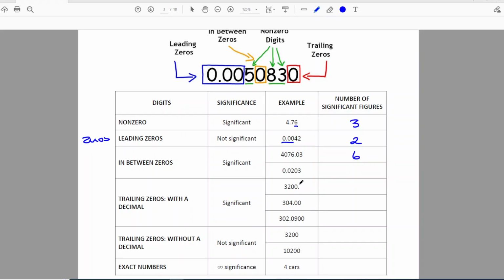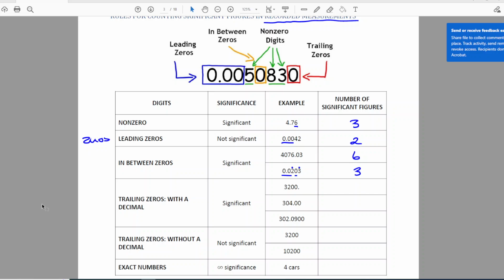This one I tried to make a bit of a combination of the two. So this one has some leading zeros as well as some in-between zeros. And so the leading zeros are never significant, and the in-between zero always is. So this would be 2 non-zero digits plus my captured digit would give me 3 sig figs.